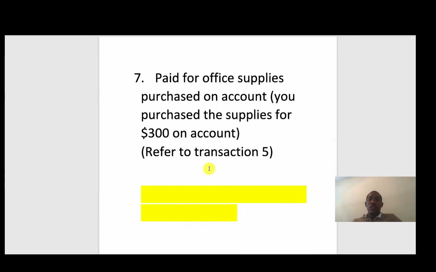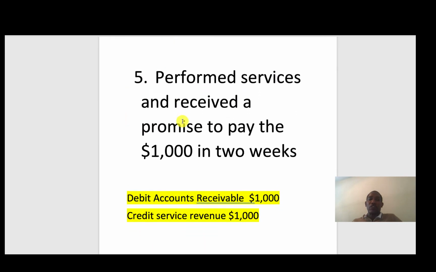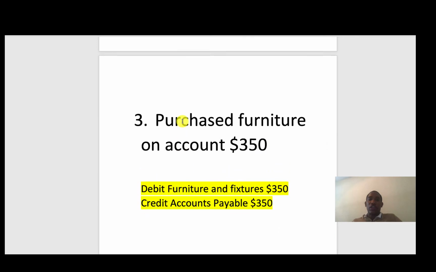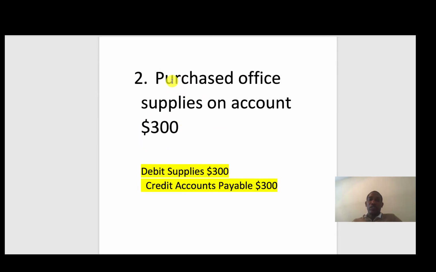All right, let's look at the next one. Now, paid for office supplies purchased on account. You purchased the supplies for $300. Now, this is important. Let's go back, not transaction 5 actually, transaction 2. So you purchased office supplies on account for $300. On this date, let's say it was the 2nd, you bought office supplies, you received the supplies, and now you owe whoever gave you the supplies money. Let's say Office Depot, you owe them money.